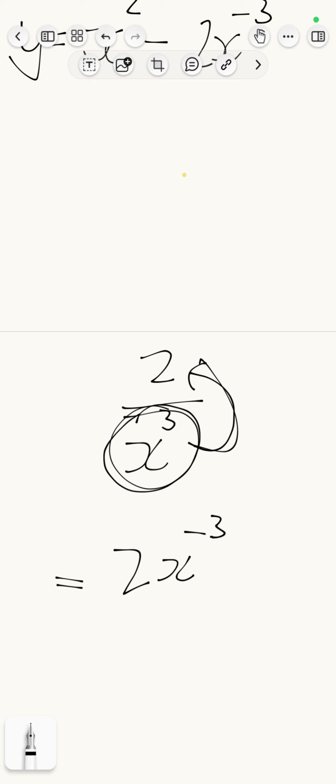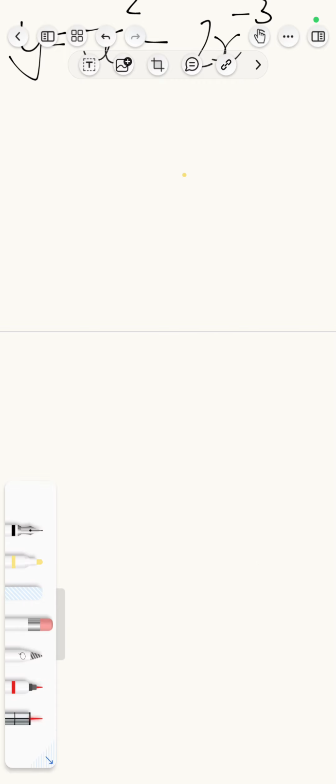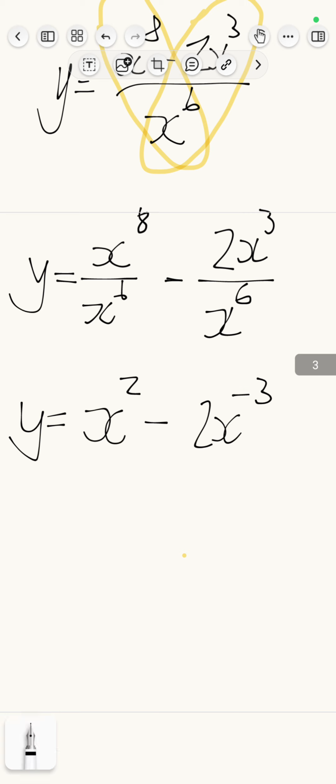So again, if there's a variable at the bottom and you're moving it to the top, the sign on the exponent changes. I just want you to become comfortable with that because you will definitely see that. Okay, cool. This is now in a form where it's ready for us to use the rule. So I see that I'm working in terms of y. So if I'm going to take the derivative, then I'm going to say dy dx.